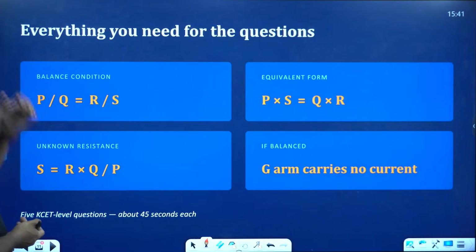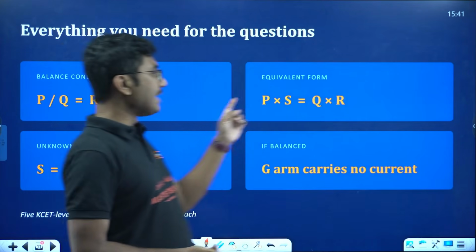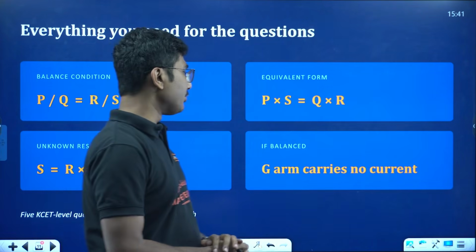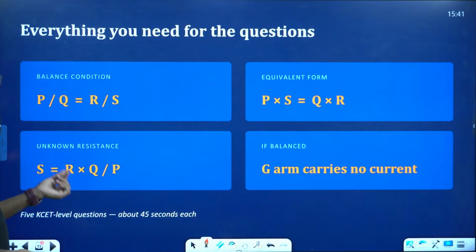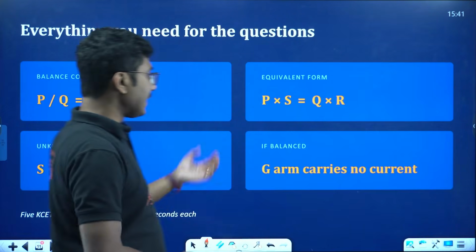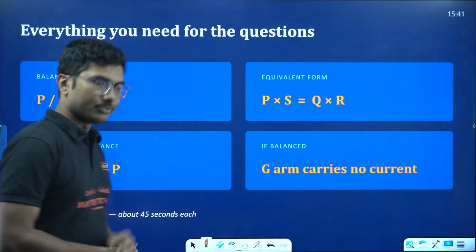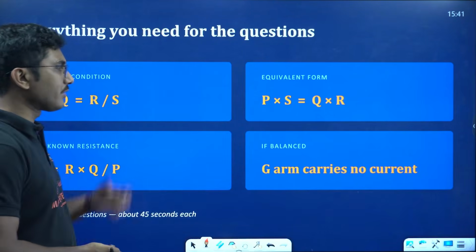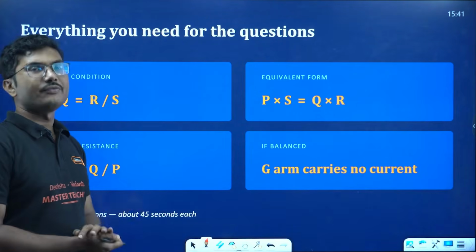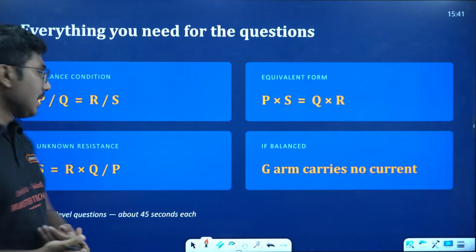Now as I mentioned, the balanced condition for Wheatstone bridge, this is the Wheatstone bridge at one glance. P by Q is equal to R by S, equivalently P into S is equal to Q into R, and S equals R into Q upon P. If balanced, the G arm carries no current, so the G arm can be removed. G arm means galvanometer arm. So the galvanometer arm can be removed if the bridge is balanced.